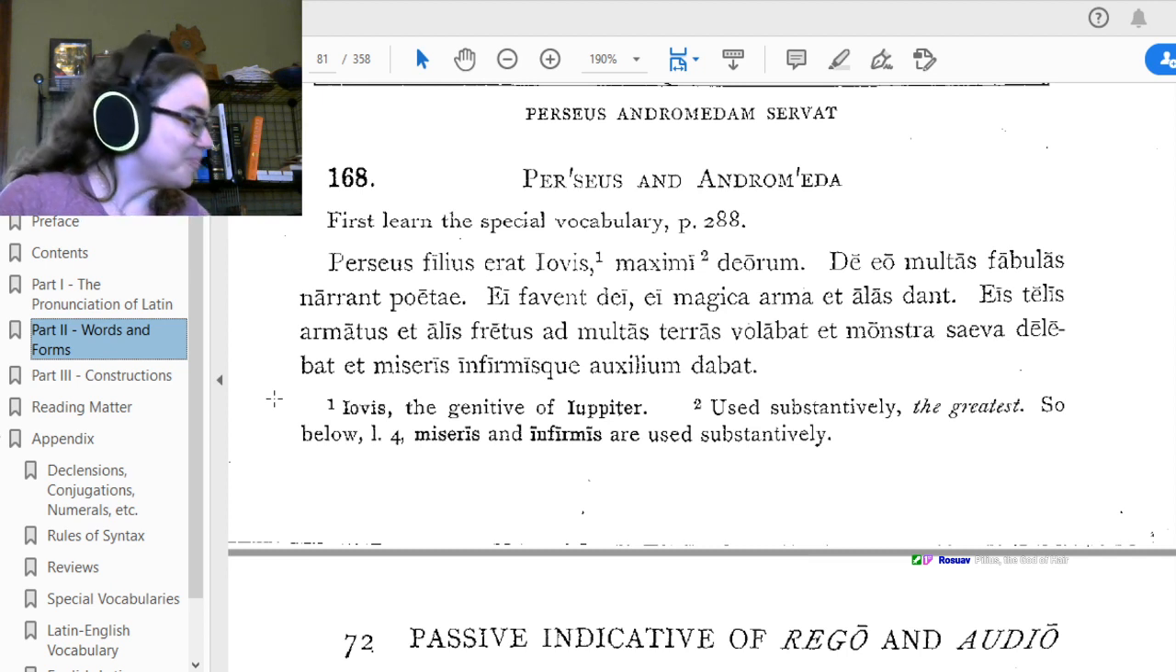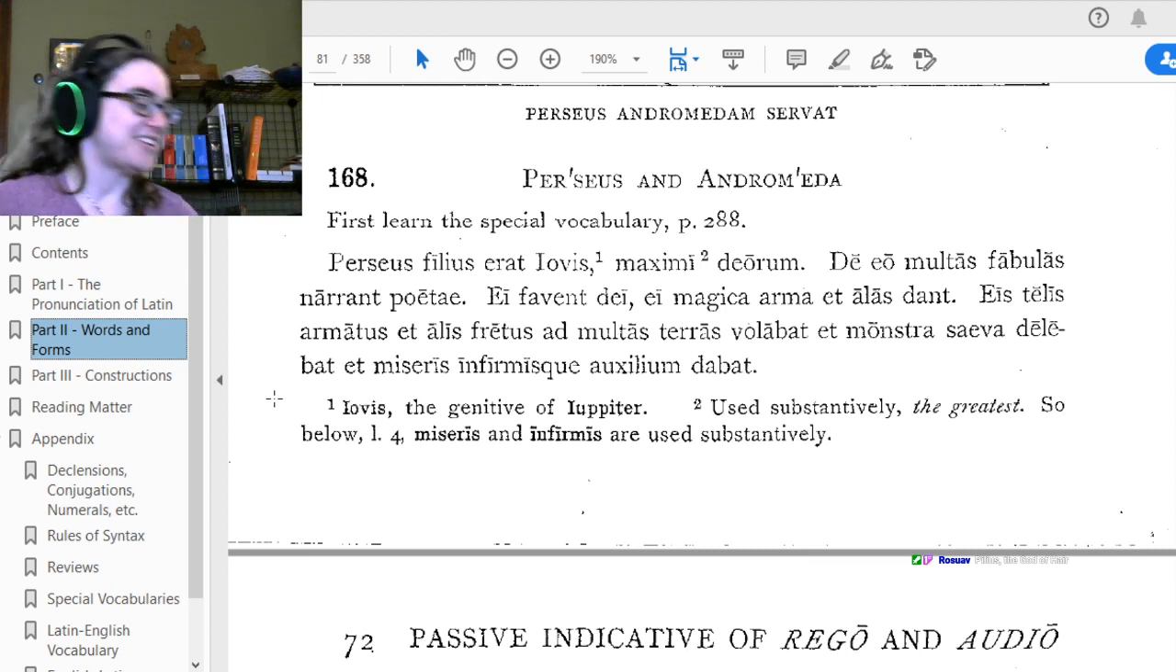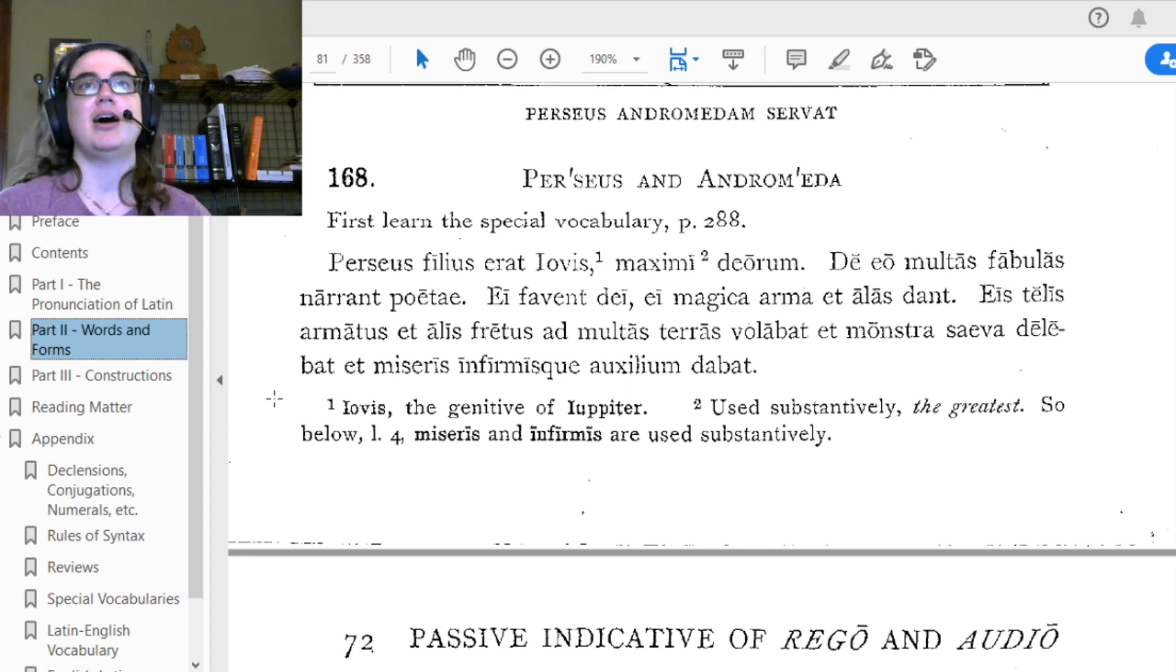Anyway, the son of Jupiter, the god of Hera. That's funny. I like that. The greatest of the gods. So maximi is in the genitive because it's describing Iovis, who's in the genitive.